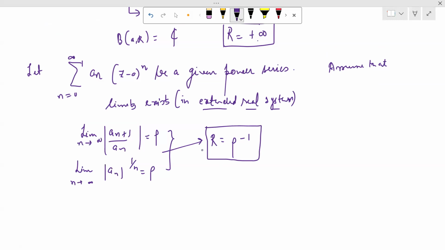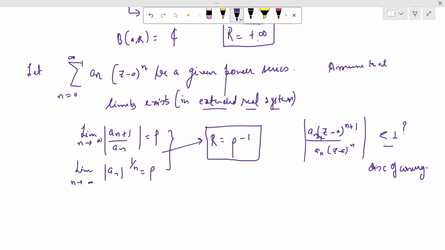Okay. And if you want to directly find the disk of convergence, instead of comparing a_{n+1} upon a_n, you directly compare this a_n. Let's say it is centered at this. You directly compare this, and from here, if you do this directly, you will be able to get the disk of convergence. So I'll come to all these things, don't worry. Okay, so let us take one example.